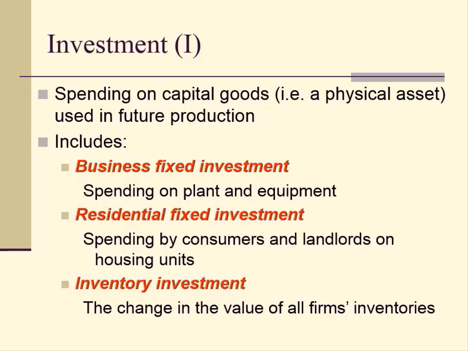So it's the spending on capital goods, that is, a physical asset used in future production. These include 1. Business fixed investment, that is spending on plant and equipment. 2. Residential fixed investment, that is spending by consumers and landlords on housing units, so spending on housing. And 3. Inventory investment, which is the change in the value of all firms' inventories. For example, let's say inventory in year 1 was $10 billion. And if inventory in year 2 was $12 billion, then the change in inventory should equal $12 billion minus $10 billion, which is equal to $2 billion. So that change would be counted as inventory investment of plus $2 billion.